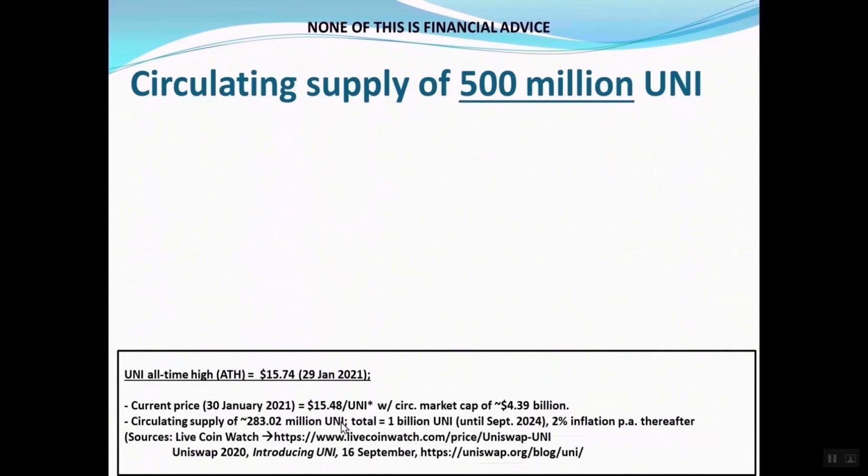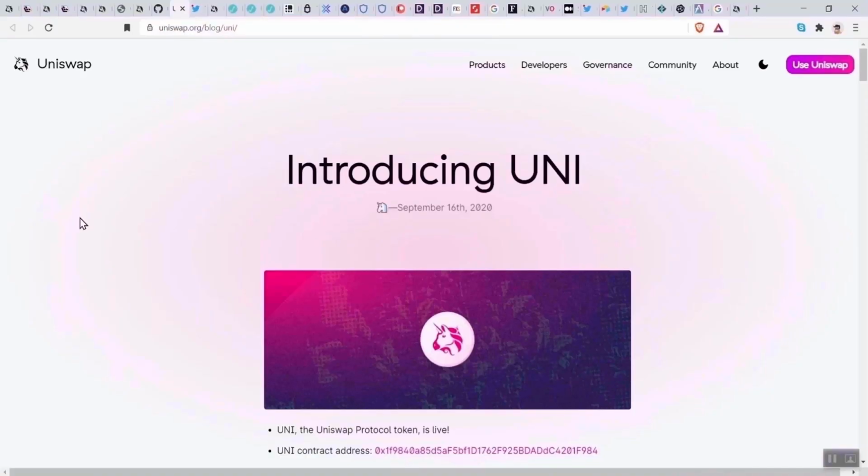So today's price is $15.48 with a circulating market cap of about 4.4 billion US dollars. The circulating supply is 283 million Uni, and there'll be a total of 1 billion Uni. This is until September 2024, where there will be an inflation rate of 2% per annum from that point onwards. And here is the source.